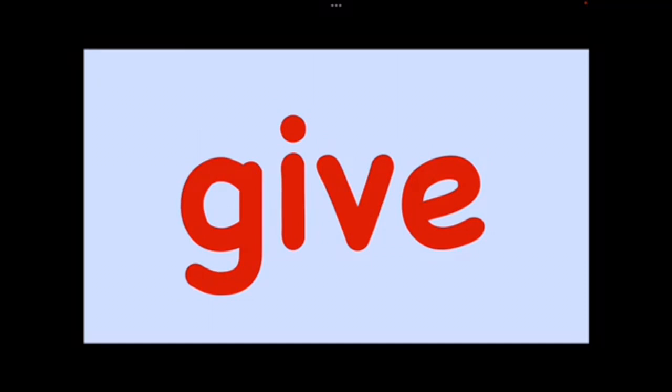Now let's read these words, written in red to remind us to read the whole word. Are, all, old, kind, give.